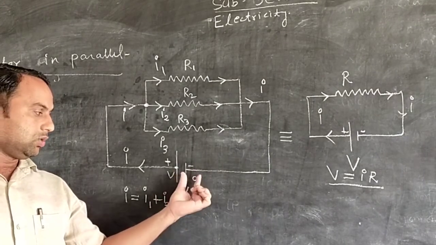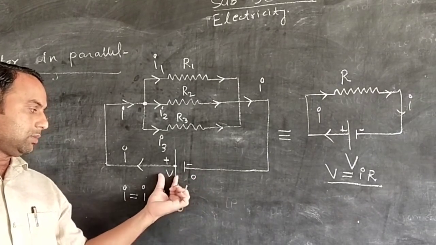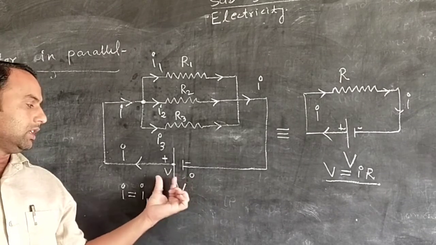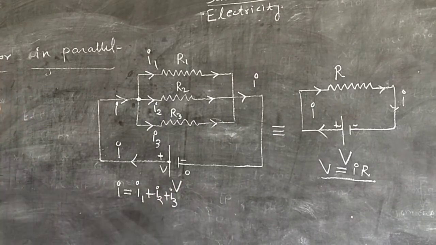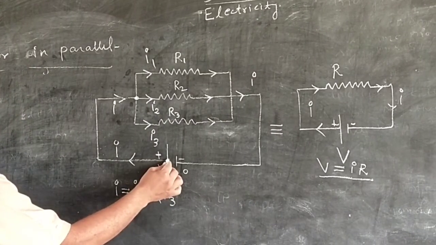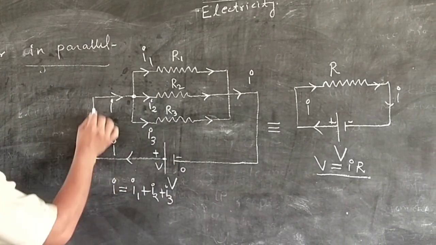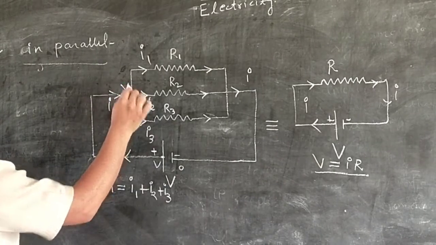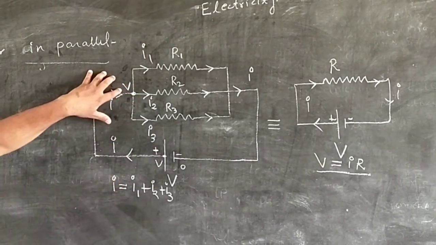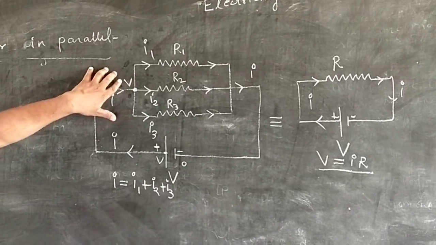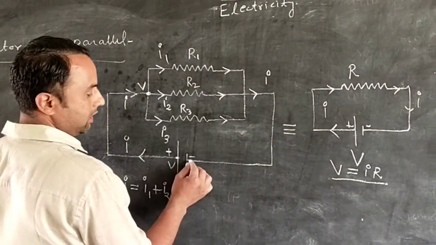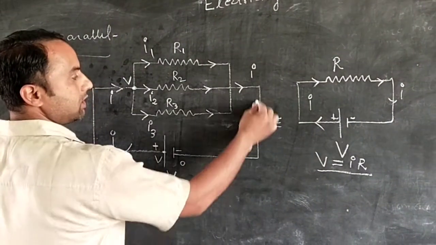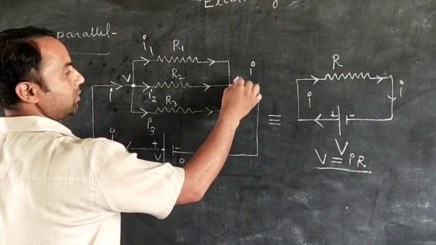If we assume that this is 0 and this is V, what is the difference between them? This is V minus 0. The potential difference is V. So now we can see that this is attached to the V potential, and this is V, this is V, and here we can see the potential difference is also V, because connecting wires have no potential drop. Now we can see this is 0 potential, this is 0 potential, and this is 0 potential.